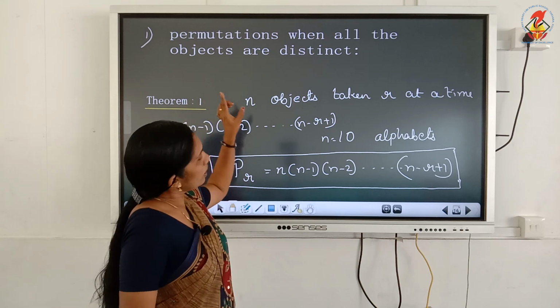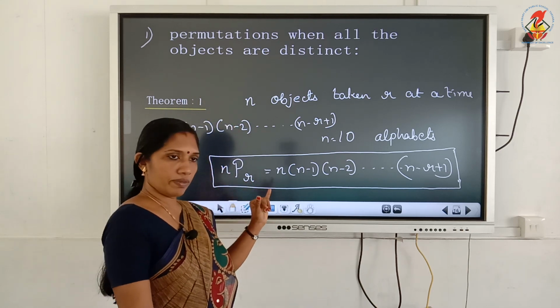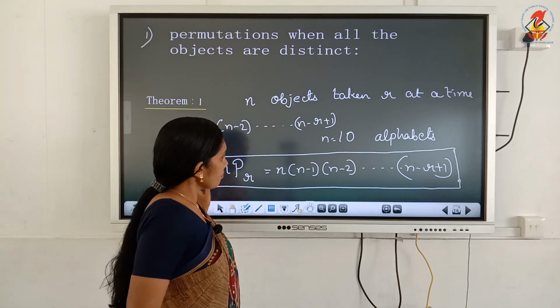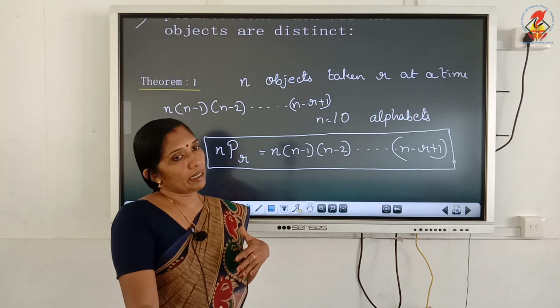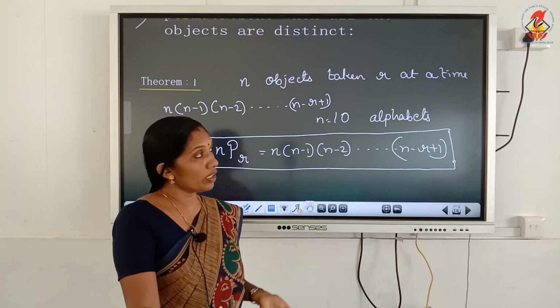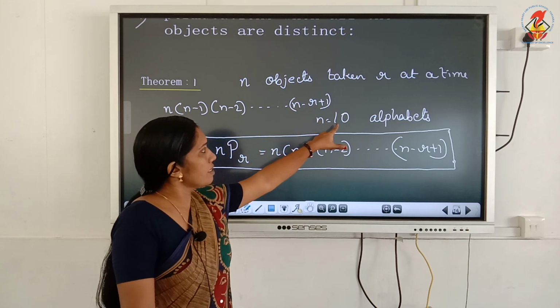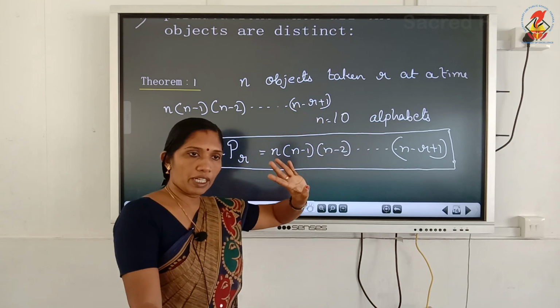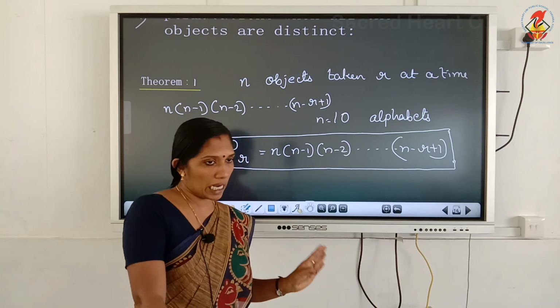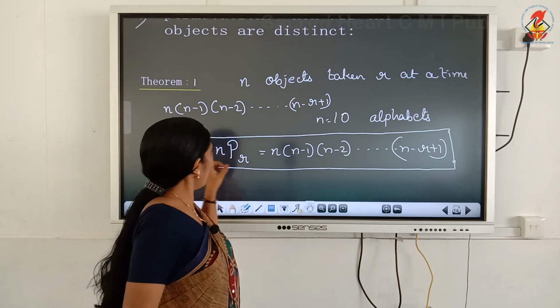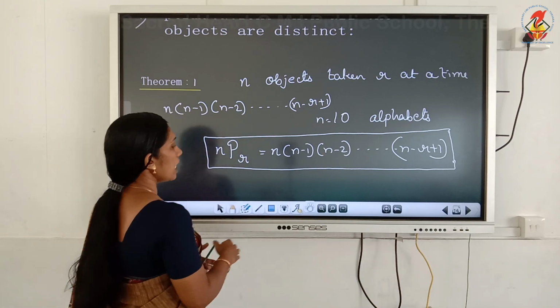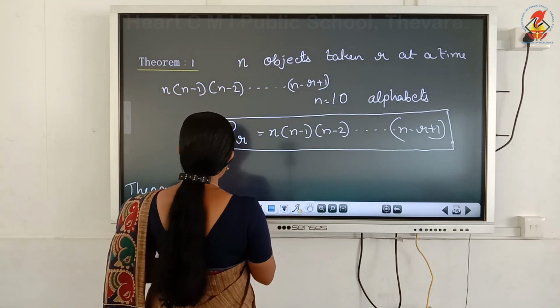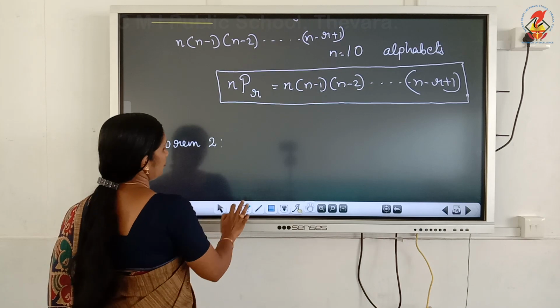Here all the objects are distinct, and repetition is not allowed. In that 10 letters, 10 alphabets, 4 we can use and repetition is not allowed. If repetition is not allowed, this is the formula. If repetition is allowed, how we write, that is theorem number 2.